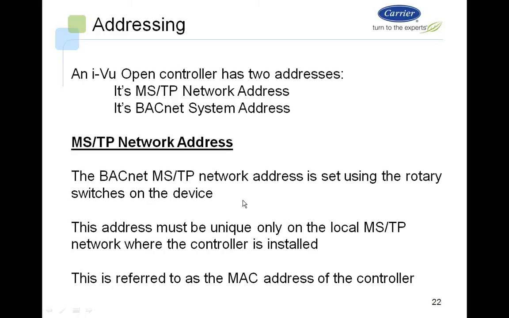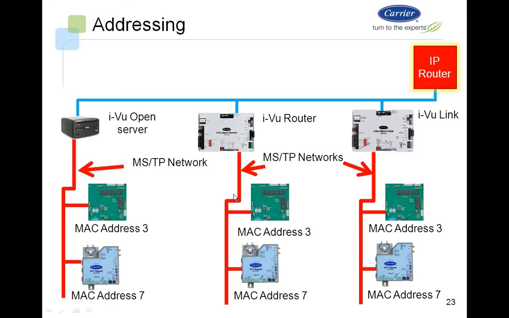In looking at our network here again, we see we've got similar addresses on different networks, but because they are on separate MSTP networks, the fact that the MAC addresses are identical does not cause any type of conflict as part of the communication of these controllers, because the MAC address is really only used for communication on that local MSTP network. It's not what's used to communicate between controllers directly.